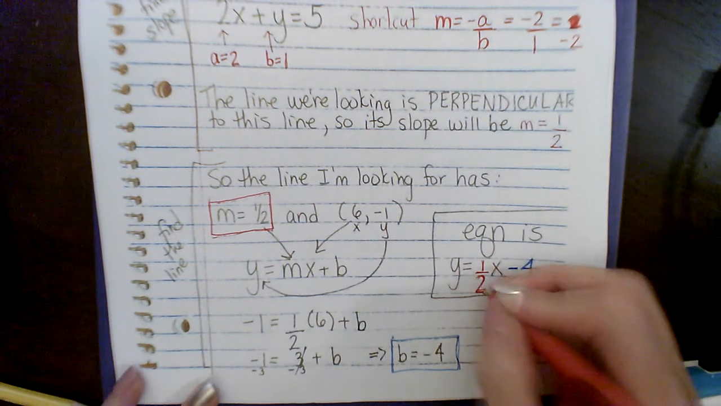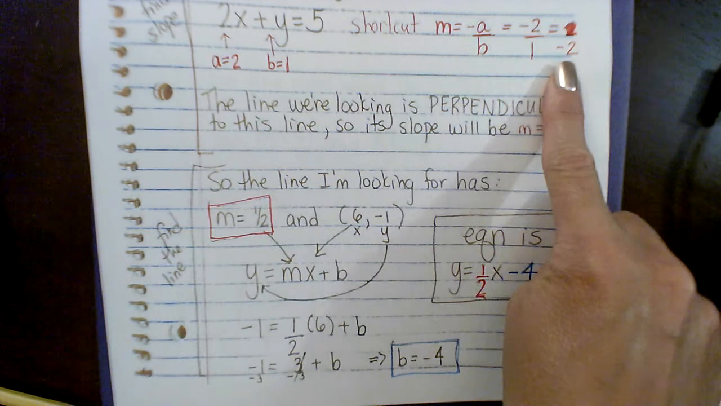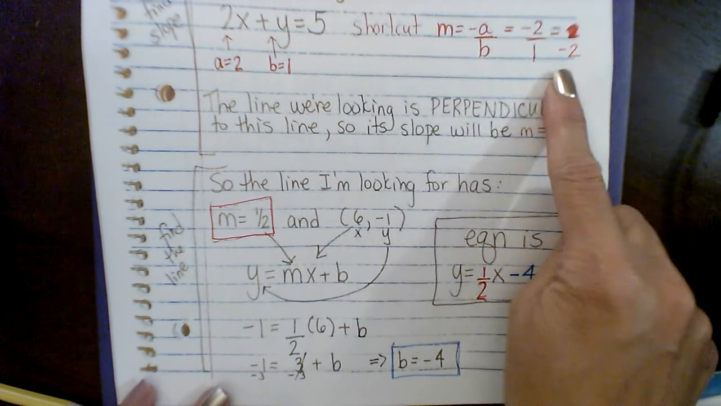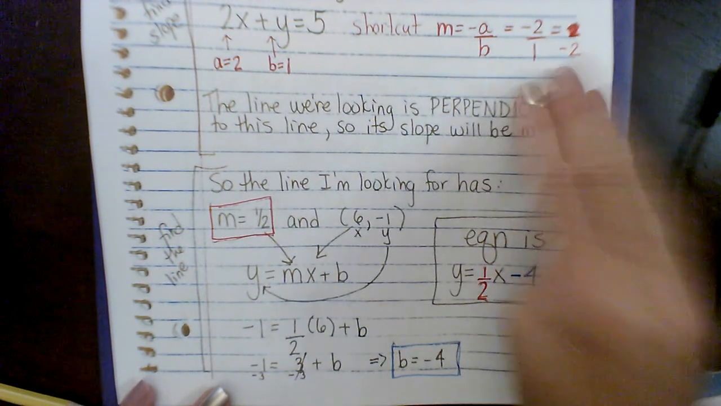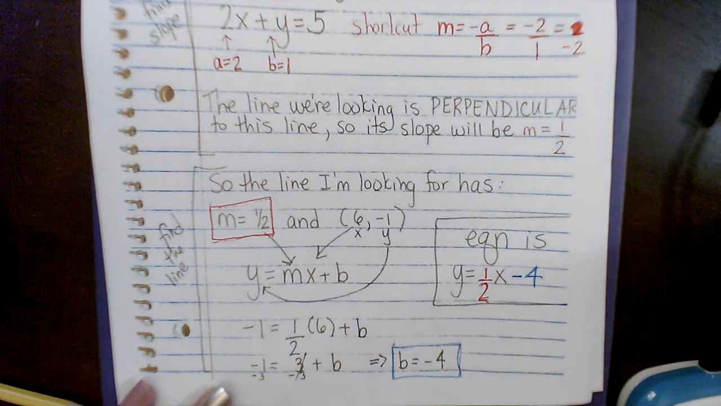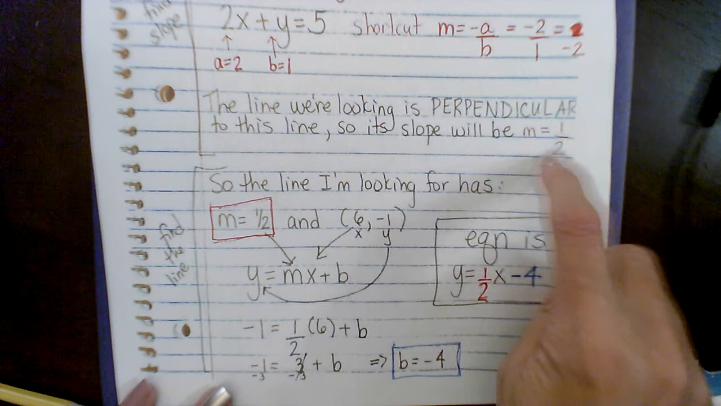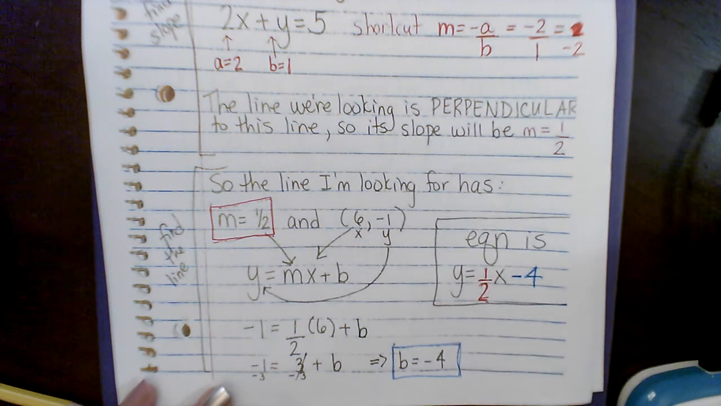Now, how did I know which m to use? How did I know to use the 1/2 and not the -2? Well, I only needed the -2 long enough to tell me what the slope is of the line I'm looking for. The line I'm looking for was perpendicular, so I needed that opposite reciprocal. That's the slope that I need for my final answer.